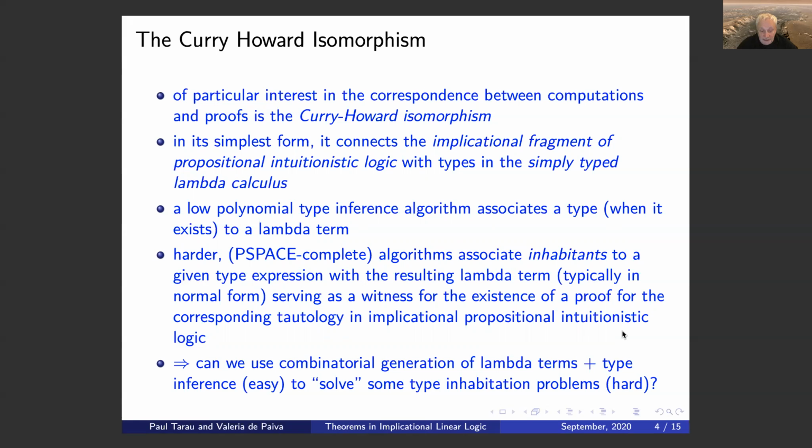This suggests to use combinatorial generation of lambda terms, in normal form ideally, plus type inference, which is easy, to solve some type inhabitation problems, which is hard.